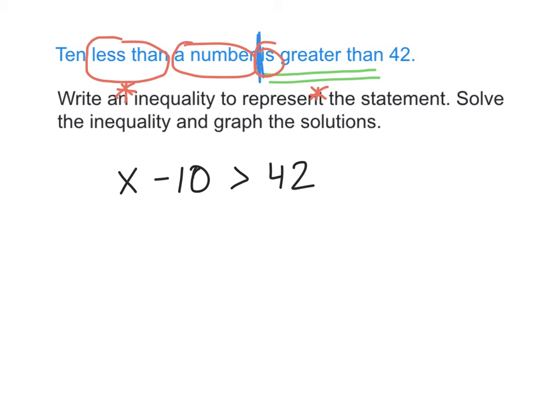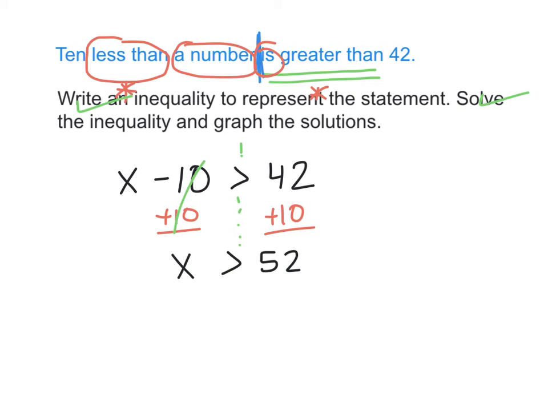x minus 10, we're just going to use inverse operations. We do plus 10 on both sides of the inequality symbol. Don't forget your dividing line, right? That inequality symbol sort of splits this into two sides. And we're allowed to add the same thing on either side, and it maintains the inequality. These 10s cancel out. I isolate the variable x. And what is this, 52? So I wrote the inequality, I solved it, and I'm going to now graph the solutions.